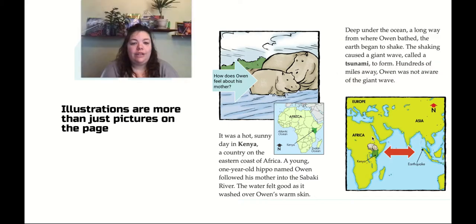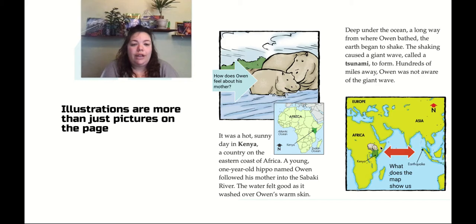We can also look down at this picture. In the text above it, it's talking about an earthquake a long way from where Owen bathed, and it's causing a tsunami to form. But when we look here, this map is showing us where Owen is in the world and where the earthquake is in the world. It's important because in the words, it doesn't actually say where it is, just that it's a long way from where Owen is.